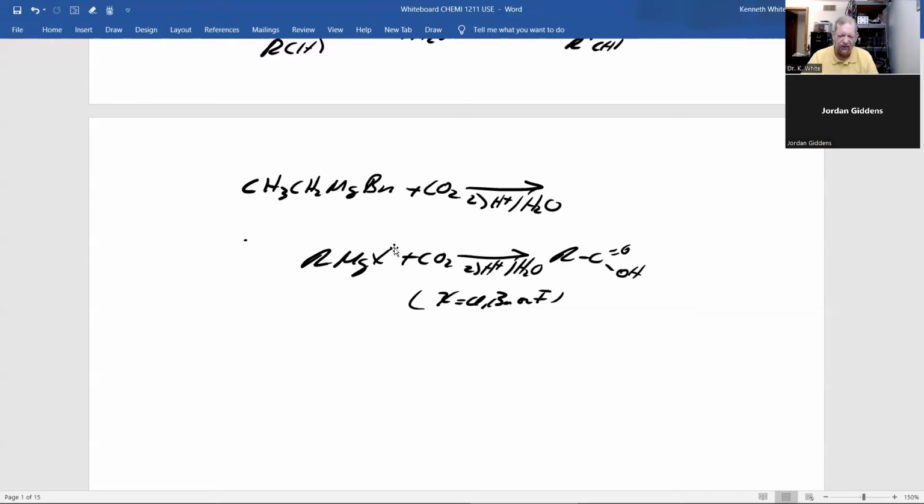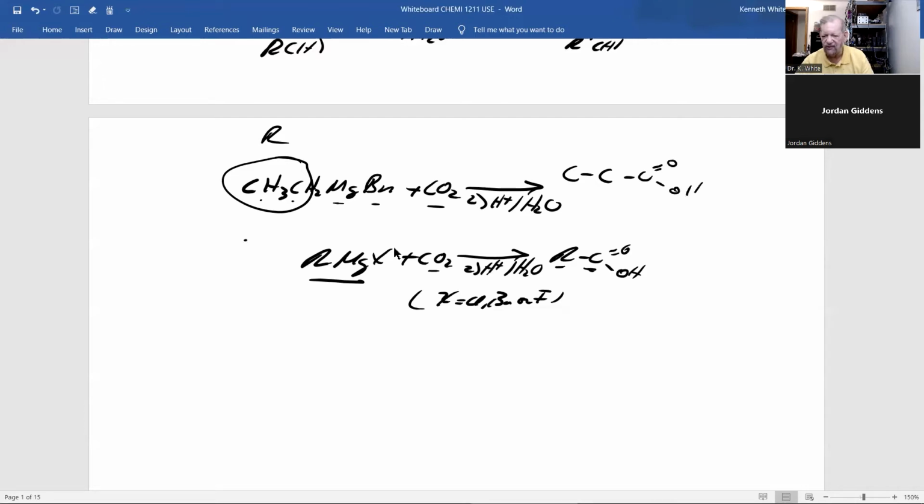All right, let's do it. What do we see that's different? What's not carbon? What's not hydrogen? Carbon, magnesium halide, bromide, that's a Grignard. Carbon dioxide, second step, water and acid, and you get a carboxylic acid that's 1 carbon longer. So what's my R group? 2 carbons. Then I'll have a carbonyl hydroxyl group. And that's what you get.